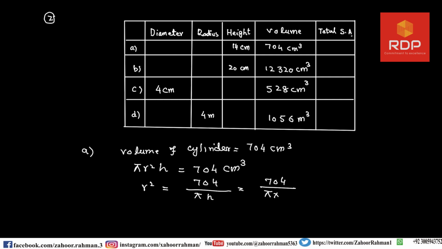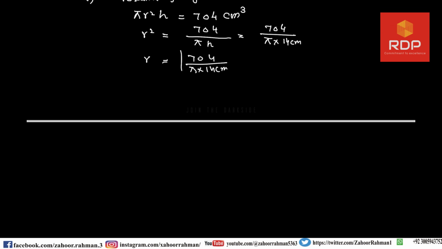704 pi into h. H is given as 14 centimeter, and we can write r as 704 divided by pi into 14 centimeter, and that will be under the root. When we insert the value and take the square root, we will get 4 centimeter. So therefore d, which is diameter, is 2r, so 2 multiplied by 4.00 is equal to 8.00 centimeter. Okay, that was the first and second place we filled.